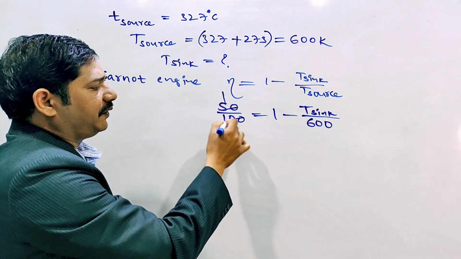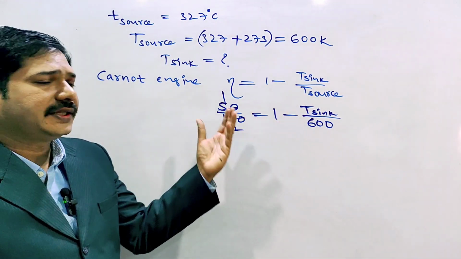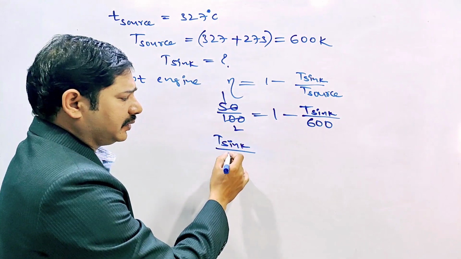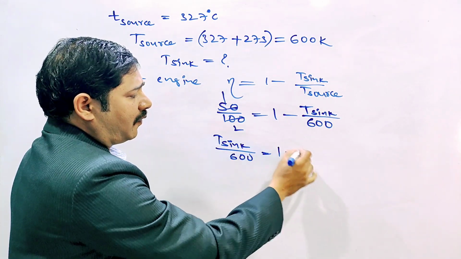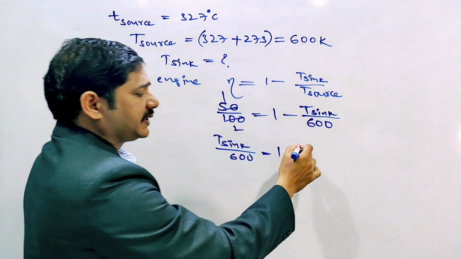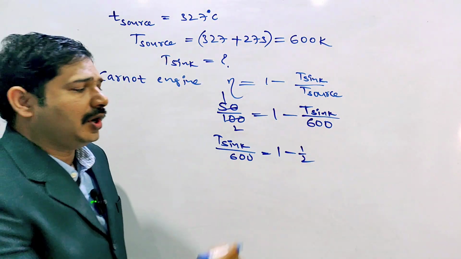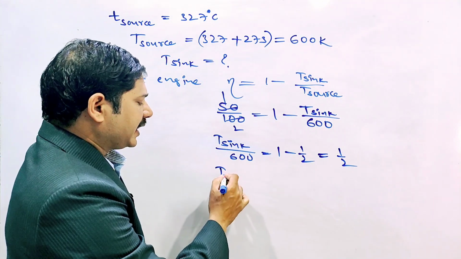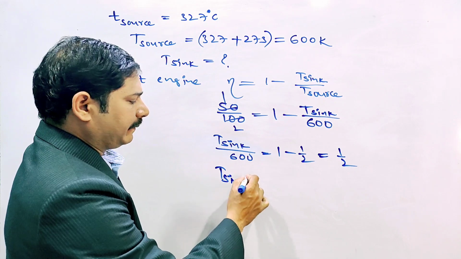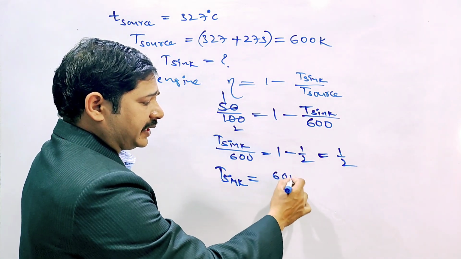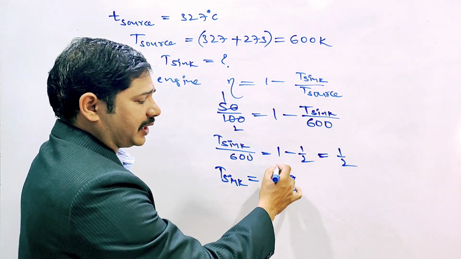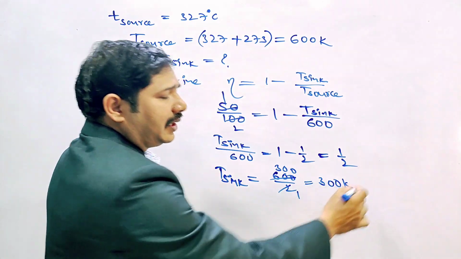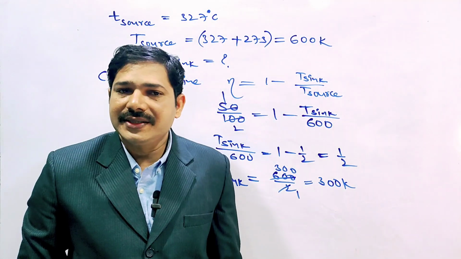Here 50 by 100 is 1 by 2, I am bringing this side, T sink by 600 is equal to 1 minus 1 by 2. 1 minus 1 by 2 is 1 by 2 only. Therefore T sink is equal to 600 by 2, that is 300 Kelvin. But the options are given in degree centigrade.